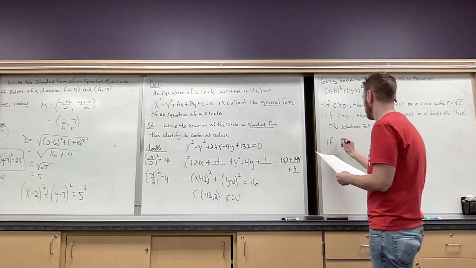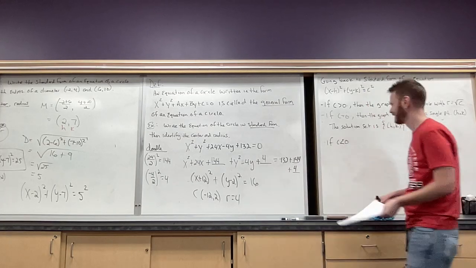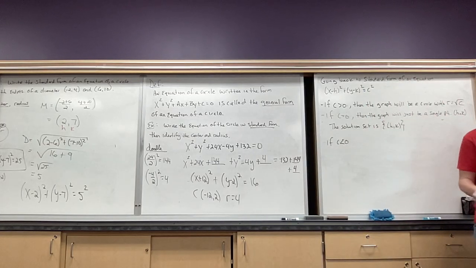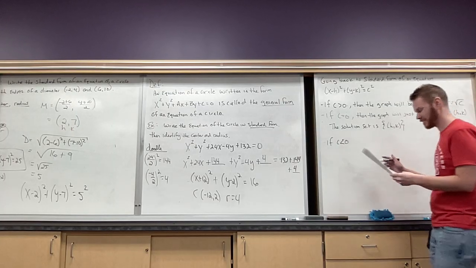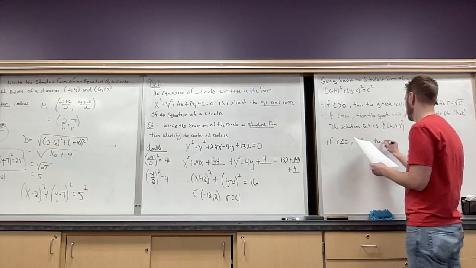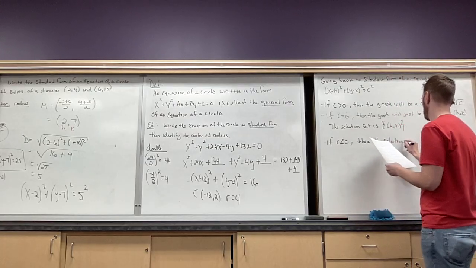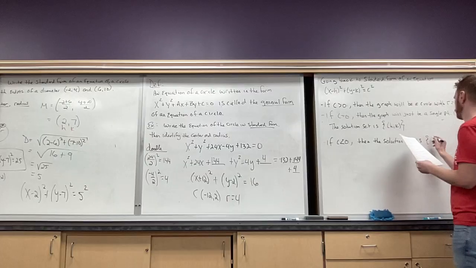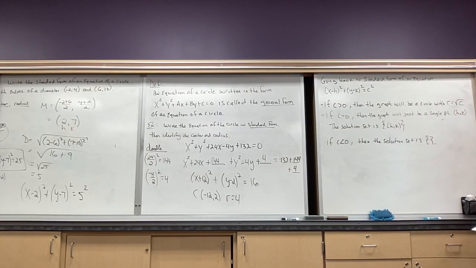Now, the last case, what if it's negative? I think anytime we see negatives, we start panicking. It's like, oh, is that complex numbers again? We wouldn't have to worry about it in this case, because if it is negative, then the solution set is the empty set. So there's really nothing we can do about it. We don't really have a circle.